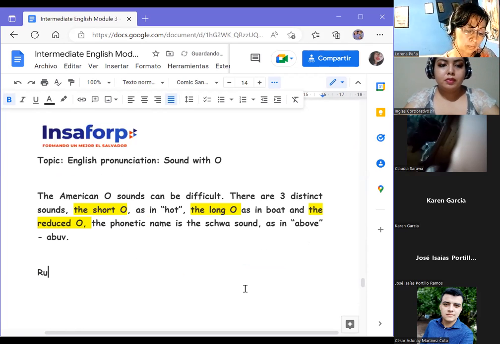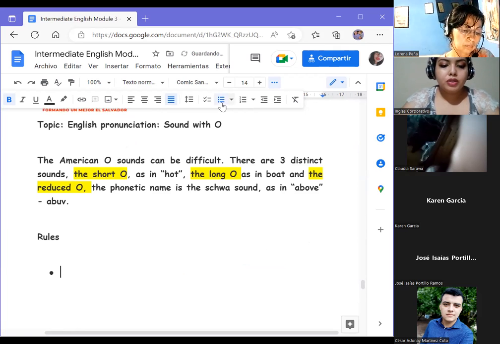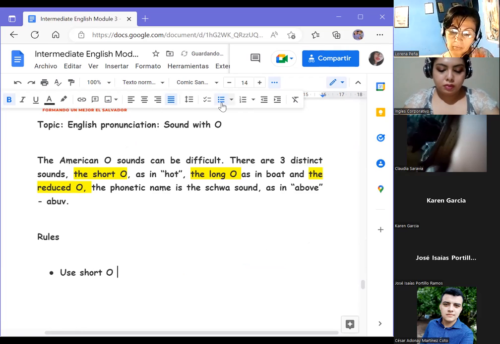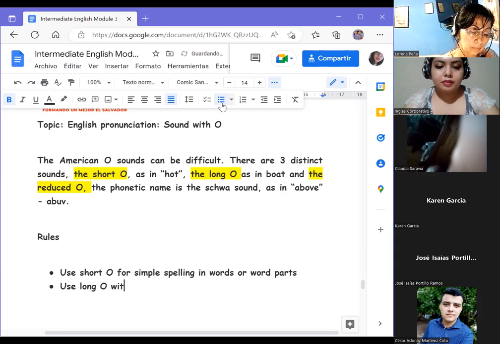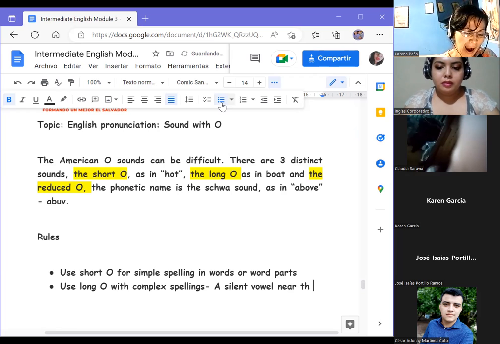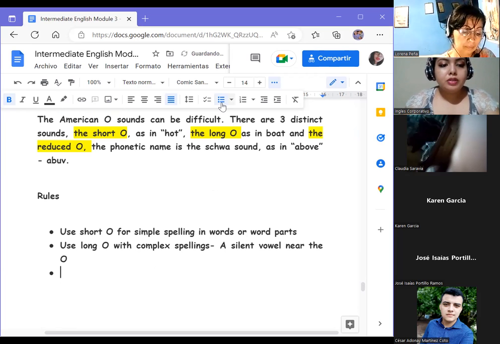And we have the rules. We have here number one, use short O for simple spelling. Number two, use long O with complex spelling, and we can say a silent vowel near the O. And the third one, use the reduced O.